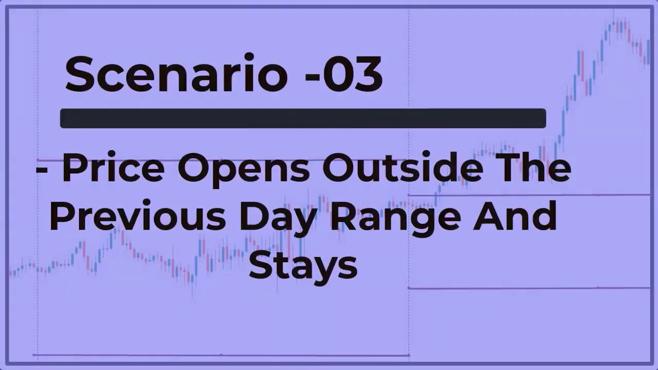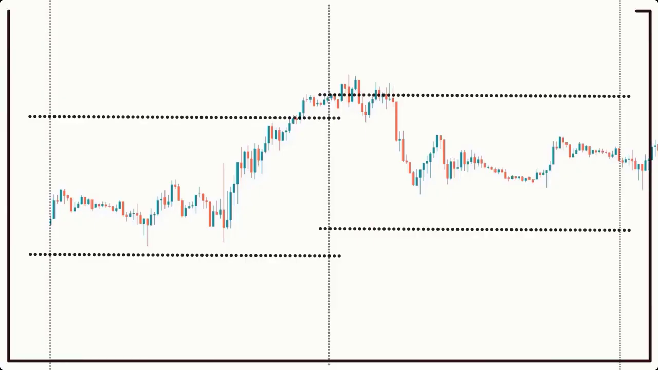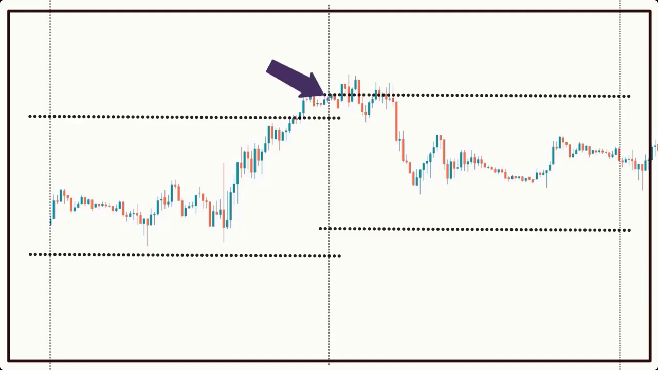Scenario number 3. The price opens beyond the previous day range. When the price opens beyond the prior day's range, this shows that the traders no longer see the prior range as fair value. Therefore, the price can move in any direction in the search of value. The best thing to do in such cases is to not trade on such days.